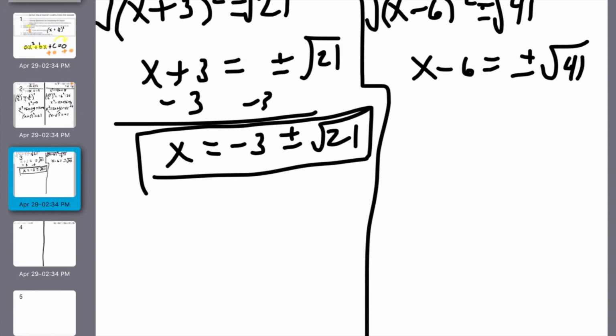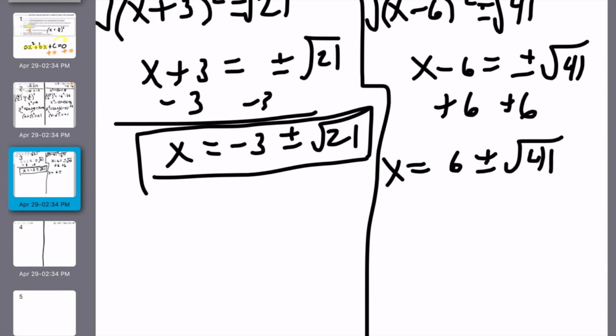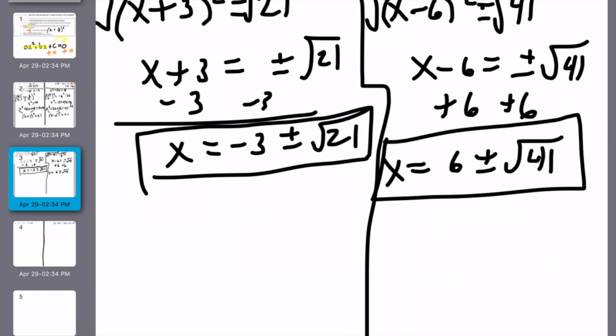Now in order to solve for x by itself, I just need to add 6 onto both sides. So my solution is going to be x equals 6 plus or minus the square root of 41. Again, I'm not going to make it harder for myself if I don't have to. Okay? So those were two examples where my leading term was 1. Now let's try a couple where my leading term is not 1.